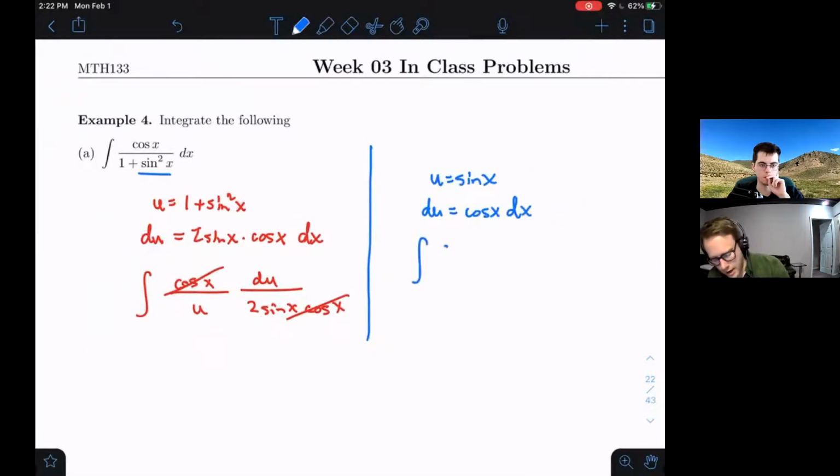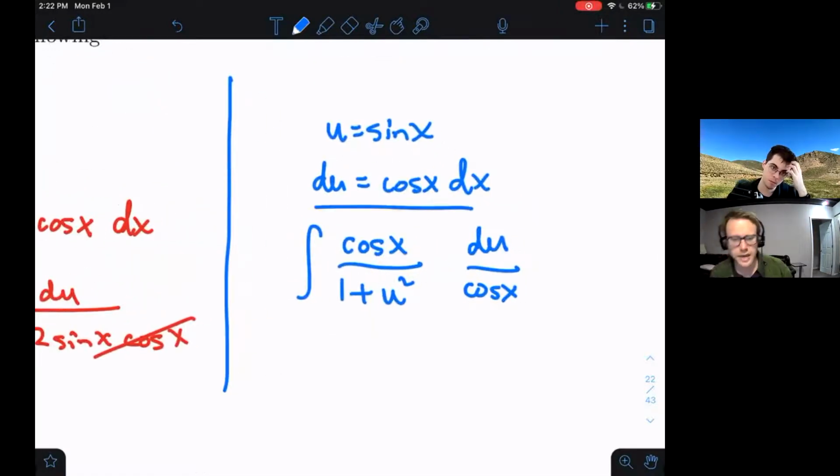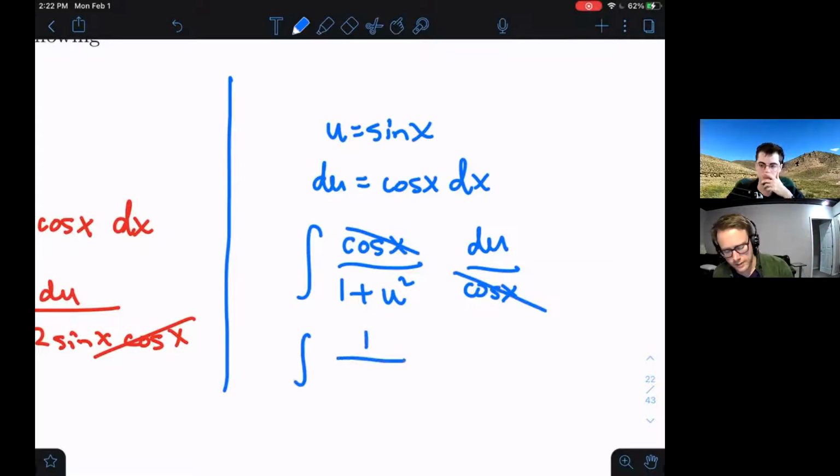So let's see, I'm going to have cosine of x on top. I'm going to have 1 plus u squared in the denominator. And remember, my dx in this case is the same thing as du over cosine of x. When you solve this for dx, you just have to divide by the cosine. So now you can see that the cosines perfectly cancel, and we were able to successfully transform this from all x's to all u's.